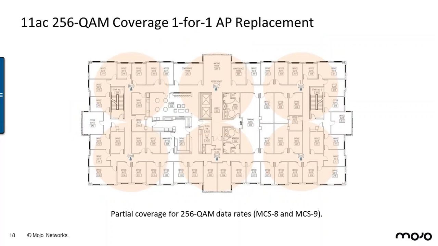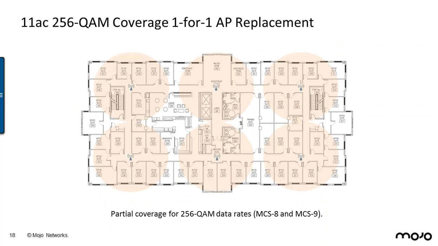Now, if you're hoping to be able to support 256 QAM with that 1-to-1 replacement, you're not going to get that. What you see here in the white space would be all the areas where it would be very unlikely that you would be able to support 256 QAM. In fact, these cells are probably a little bit generous because it's not clear line of sight.